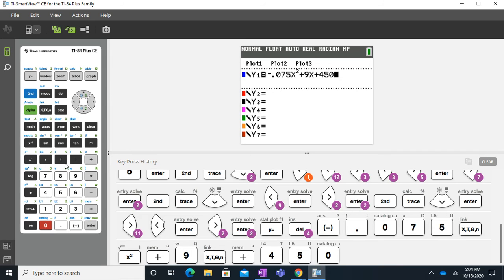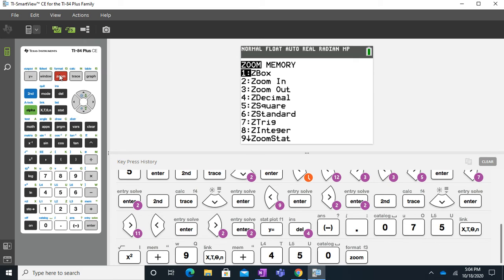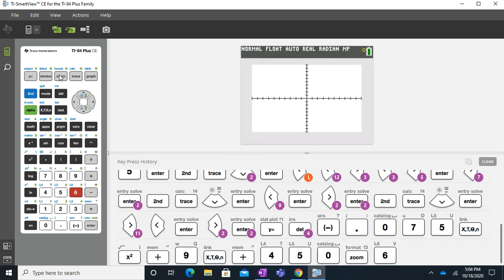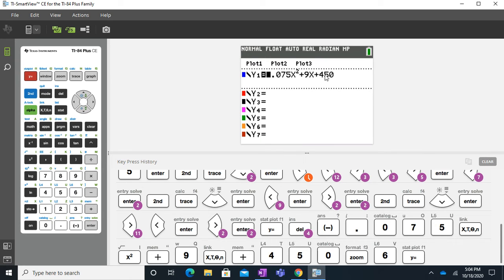450. Again, usually when you want to see the graph for the first time, you press zoom, you go to zoom standard, and you see what, if anything, shows up on your screen. Now, in this case, I don't see anything. Because I typed in the y equals, I know there should be something there. So the fact that there isn't means that I have to change my window significantly. And if you look at the equation, the fact that this is in the hundreds means that my window might have to be pretty large.